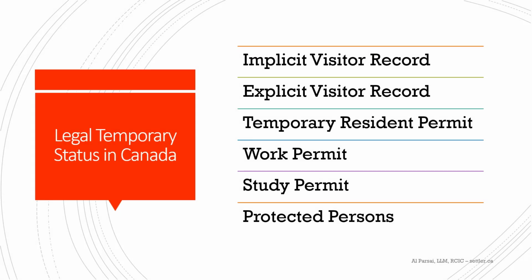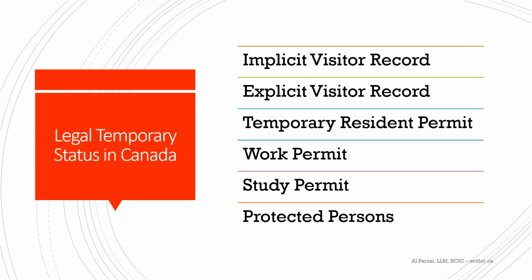Some people have legal temporary status in Canada. And those people could be any of the groups that I've mentioned here. Implicit visitor record is something that happens at the port of entry. So somebody as a visitor approaches the port of entry and the officer stamps their passport, and sometimes they don't even stamp their passport. And that person can remain in Canada for a specific period of time, by default for up to 6 months, unless the officer clearly mentions on the passport the expiry of their visitor status in Canada.